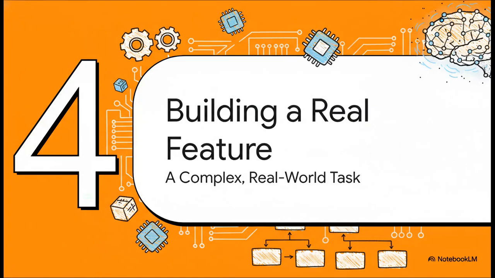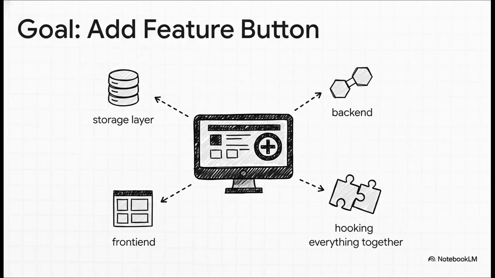Okay, that was the warm-up. A simple example is one thing, but what about a real-world, complex feature inside an existing project? Let's really put this whole agentic workflow to the test and see how it handles something more serious. So here's our goal. Add a request a feature button. Now, this isn't trivial, not at all.